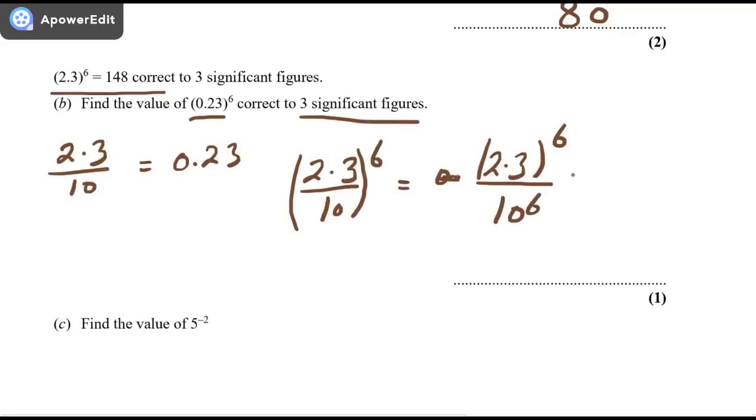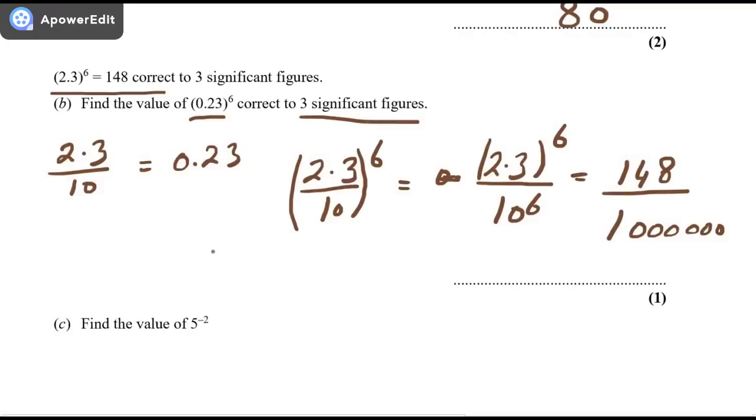2.3 to the power 6, we're going to get 148, definitely 148. Now 10 to the power 6 means we have 6 zeros, 1 2 3 4 5 6. What this means is we have to divide by 10 to the power 6, 6 zeros, so we need to move the decimal 6 places to the left. So this is like standard form.